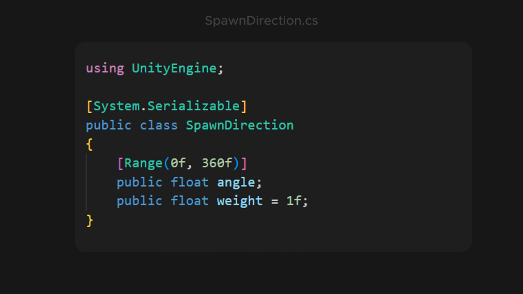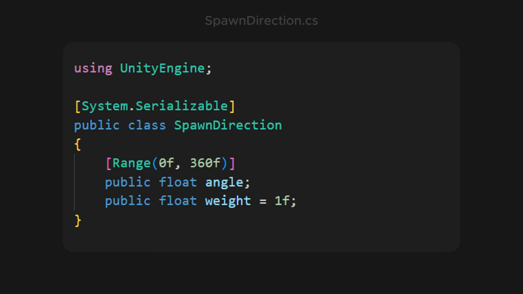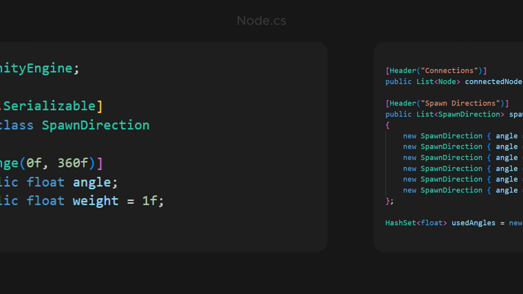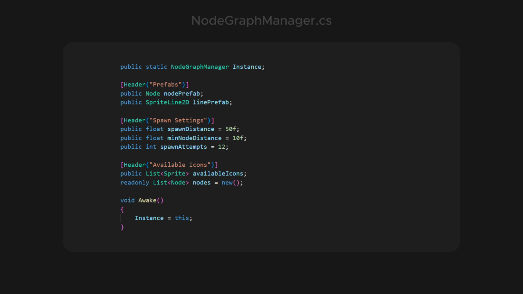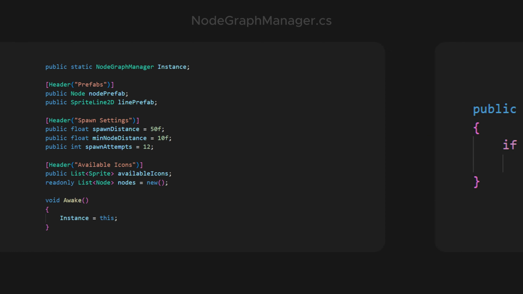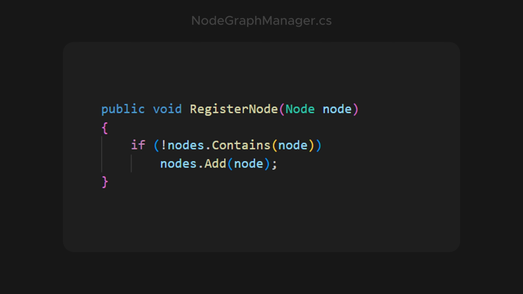We'll continue on with this functionality by making a spawn direction class holding an angle and weight variable. Then back in our node class, we'll have a few lists, one for connected nodes, spawn directions, and used angles. Then I create a new class called node graph manager, which holds an instance, few variables, and sets its own self as an instance on awake. Then I'll add a void for registering a node.